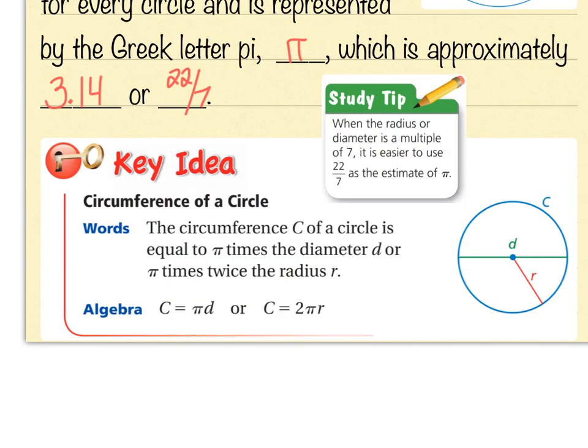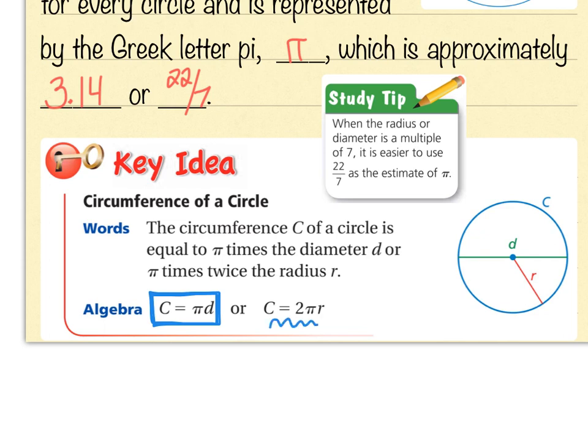So for the next few problems, we're going to try to find the circumference of the circle. And so our circumference formula, the one that I'm going to use here is C, for circumference, equals pi times diameter. That's the one I'm going to use. And I'm just going to make sure we always use the diameter. There is another formula that says C equals 2 pi r.